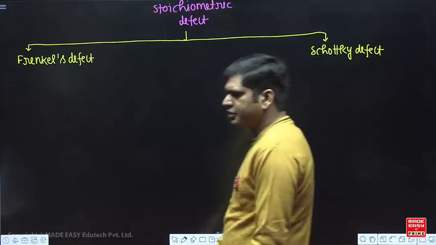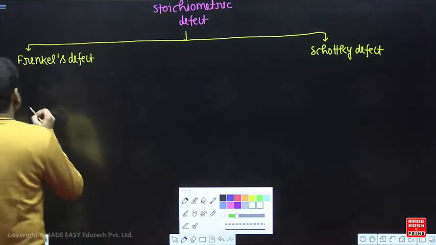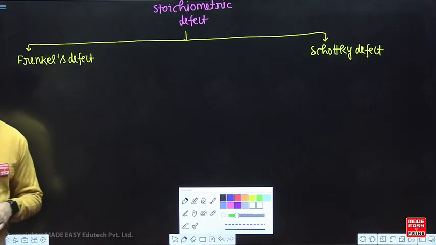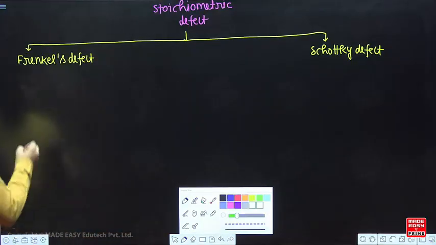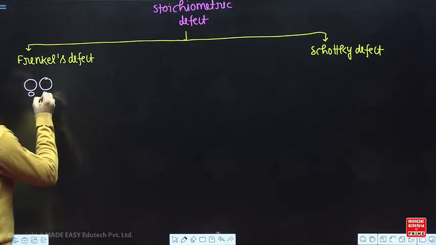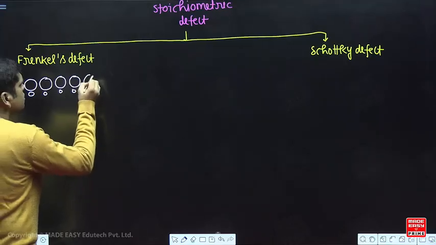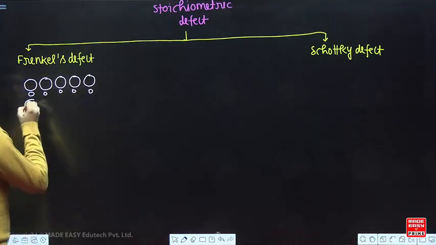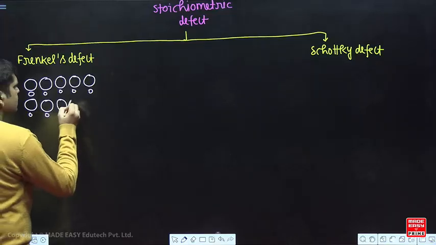Let us see what Frenkel's defect is. Suppose you have ionic crystals. In the very beginning, I told you that cations are smaller in size than the anions. So larger ions are anions and smaller ones are cations. They are arranged like this: larger ones anions and smaller ones cations.